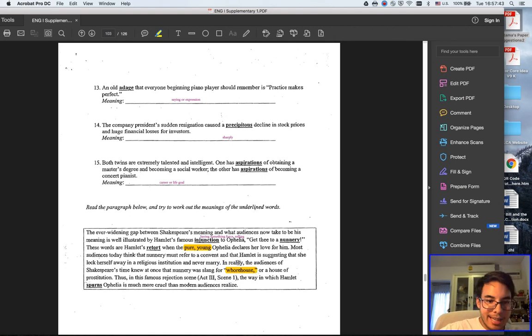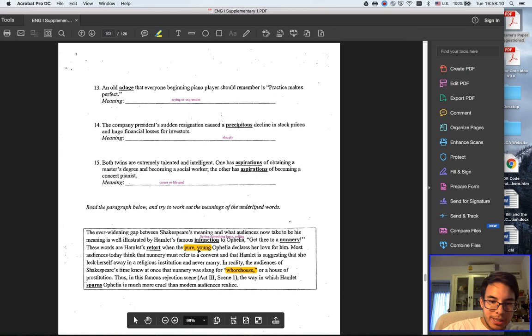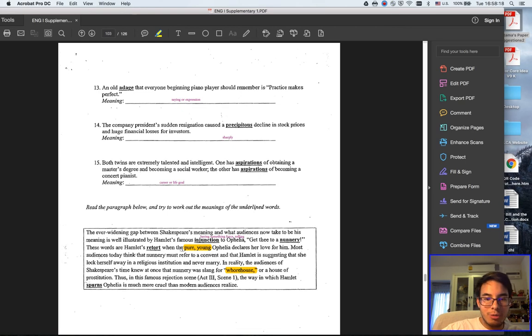So what this means is that a retort could be words of the opposite nature, for example. If we take a look, pure and young and whorehouse are sort of opposite. So he's saying something mean, he's saying something opposite. These words are Hamlet's retort, so he's saying something to her when she declares her love for him. Okay?